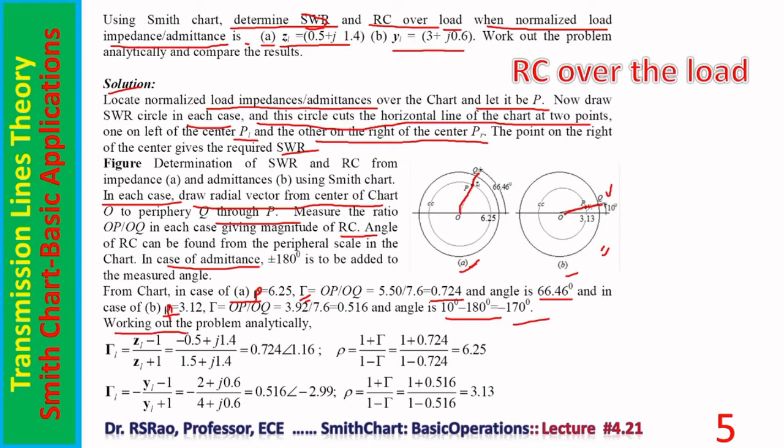Now, working out the problem analytically, gamma L is (ZL minus 1) by (ZL plus 1). So this is a reflection coefficient. And rho, SWR, is (1 plus gamma) by (1 minus gamma). So 6.25, it is tallying with 6.25. Magnitude and angle are tallying. In the same way, in case of B also, one can find out gamma and SWR. And also one can notice they are tallying with the results obtained using Smith chart.